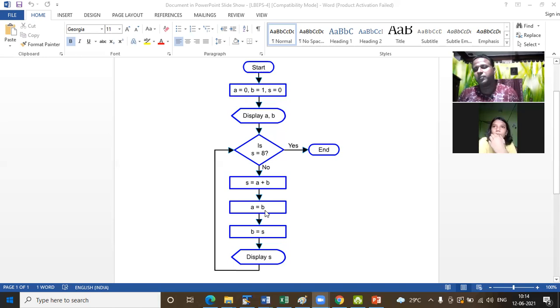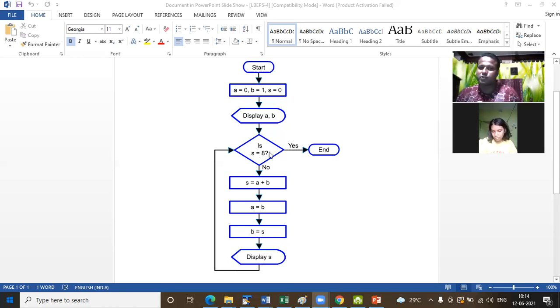Now B is equal to S. What is the value of S? The S value is 2. Now the B value changes to 2. B is equal to S, so B changes to 2. So now write B is 2. Display S. It is showing 2. In the other part, 0, 1, 1, then 2.